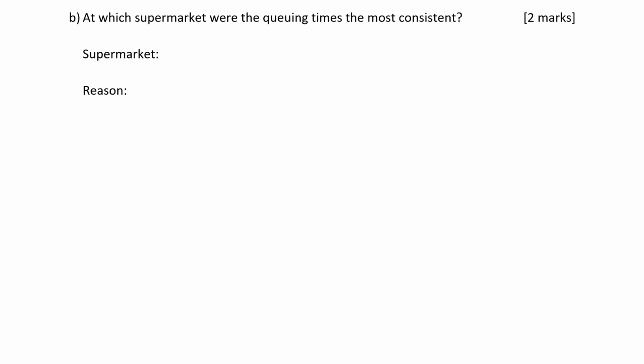So which supermarket were the queuing times the most consistent? It was supermarket B, and my reason was the interquartile range was smallest, and it was 2, wasn't it? Okay.